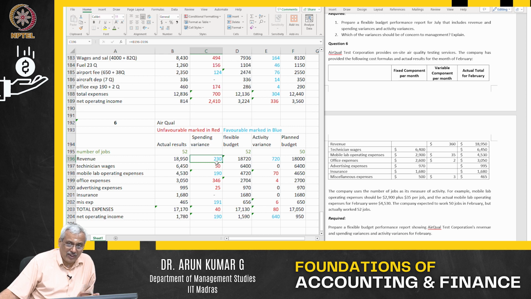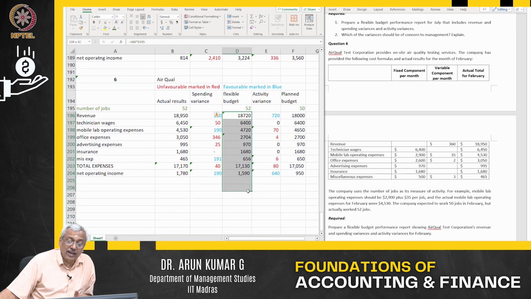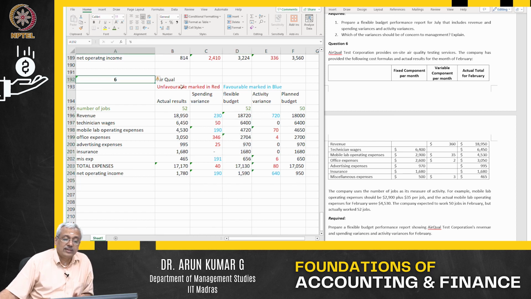Just because I've earned more is favorable, I cannot keep quiet. If I earn more, is my budgeting wrong? Am I really budgeting at a lower cost, lower revenue? I'll have to go back and relook at it. This is what we call simple spending variances, activity variance.